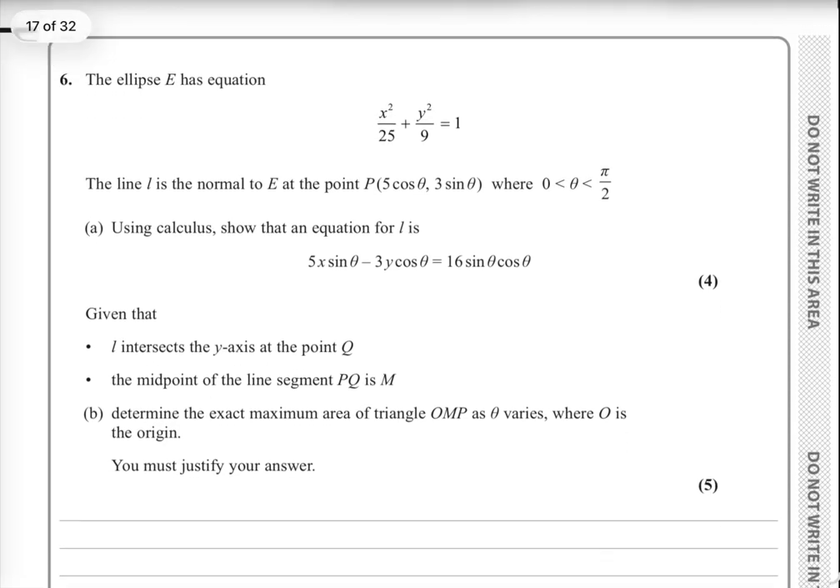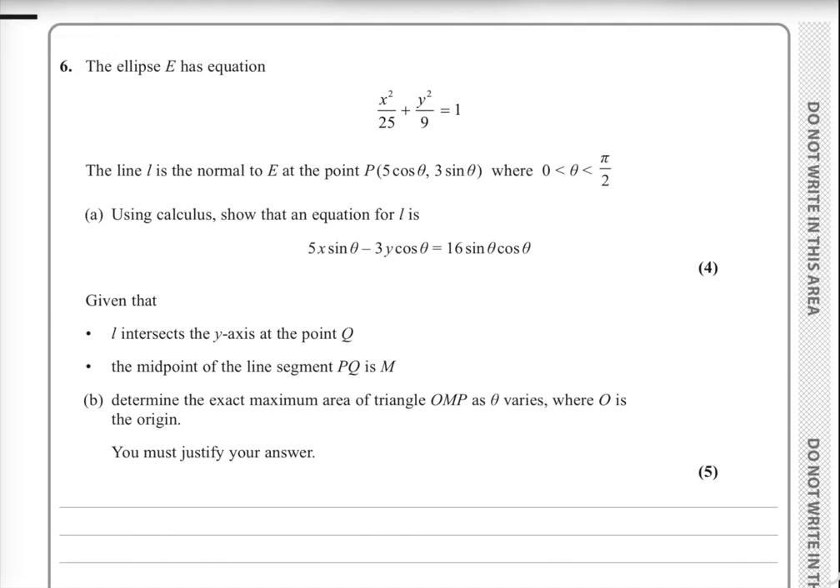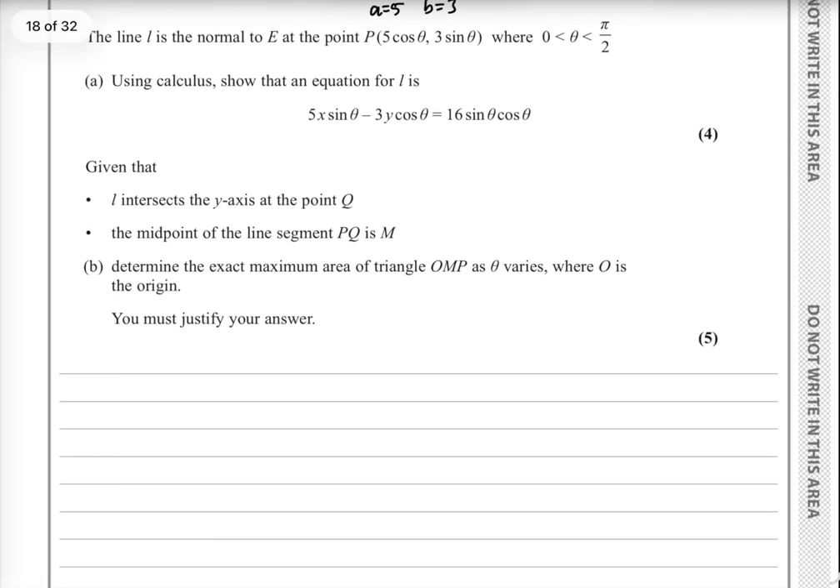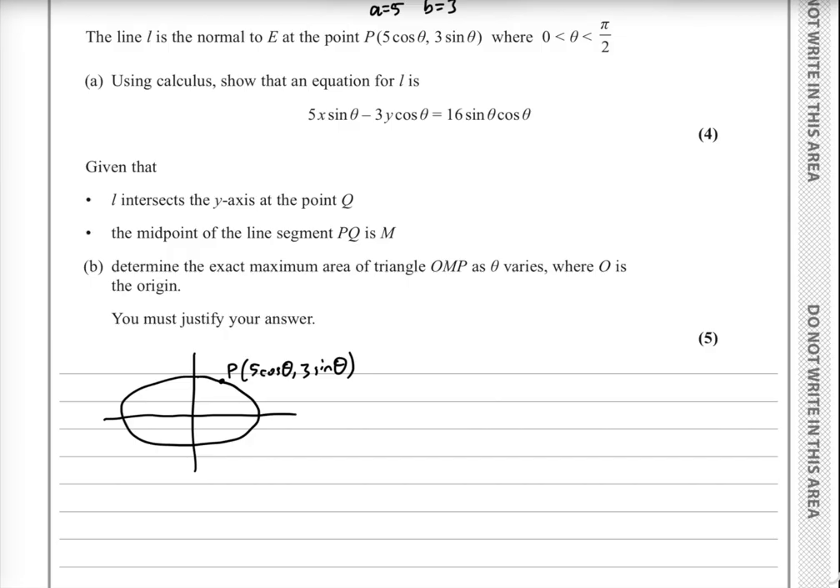On to question 6. The ellipse E has equation this, so A is 5, B is 3. The line L is normal to E at the point P, where theta is between 0 and pi by 2. Put a little diagram here. Here's our ellipse. Between 0 and pi by 2 puts it in the first quadrant, let's say here. This is 5 cos theta, 3 sine theta. Part A, using calculus, show that an equation for L is that.